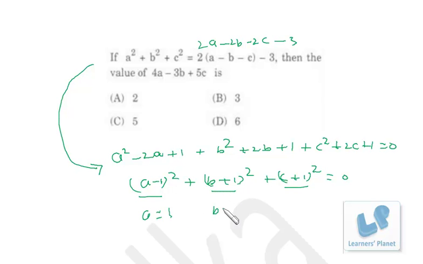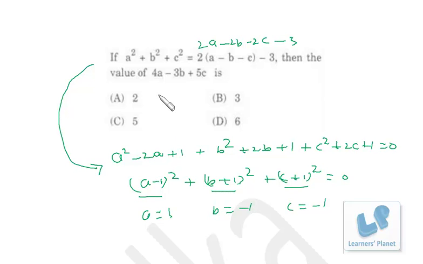B plus 1 to be 0, that means b is equal to minus 1. C plus 1 is 0, that means c is equal to minus 1. This is the single case when this expression can be 0, right? So a is equal to 1, b is equal to minus 1, and c is equal to minus 1 we have got, right? Now put the value of a, b, c over here in this expression and we can calculate the value of this expression easily, right?